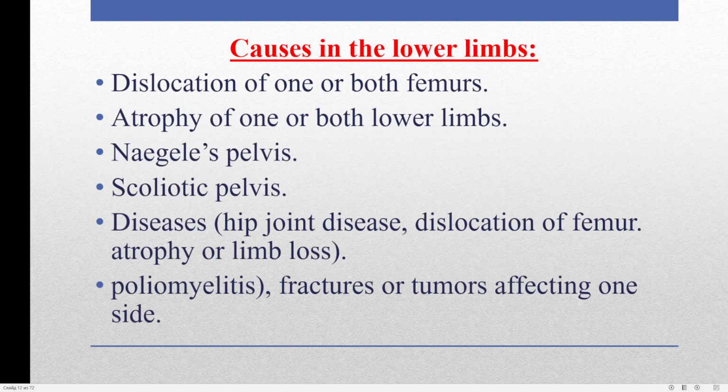Causes in the lower limbs: dislocation of one or both femurs, atrophy of one or both lower limbs, Naegele's pelvis, scoliotic pelvis, some diseases, or fractures or tumors affecting one side.